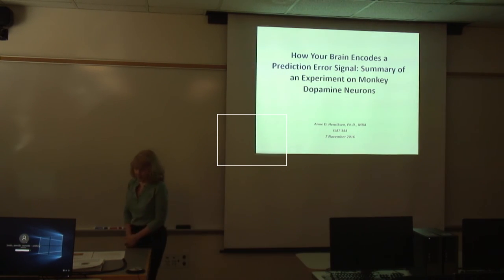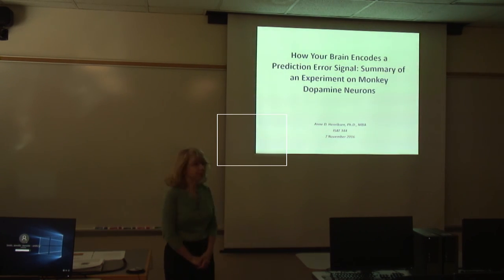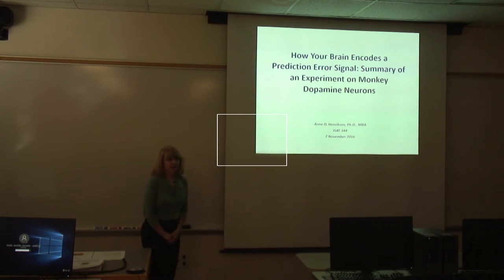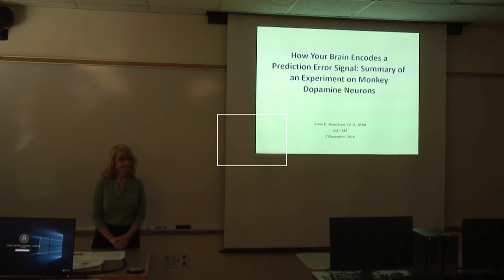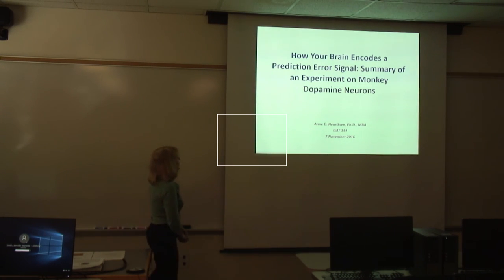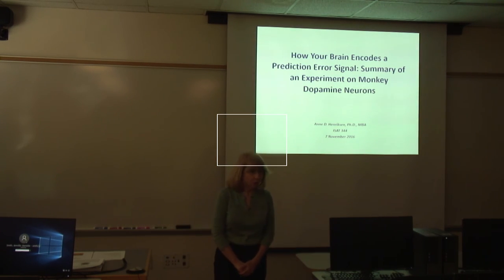Today I'm going to talk about how your brain figures out what you like to do and then teaches you that you should do it because it's either fun or necessary for your survival. So the title of the talk is How Your Brain Encodes a Prediction Error Signal, Summary of an Experiment on Monkey Dopamine Neurons.